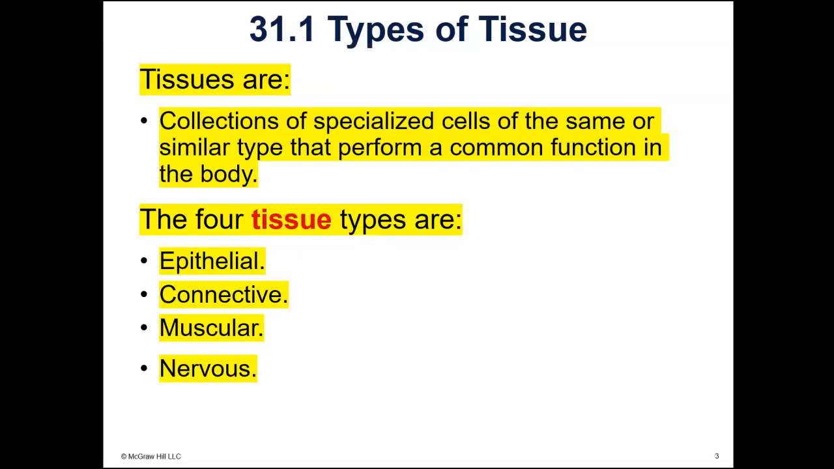Tissues are collections of specialized cells of the same or similar type that perform a common function. So there are 4 main tissue types, and they are epithelial, connective, muscular, and nervous.